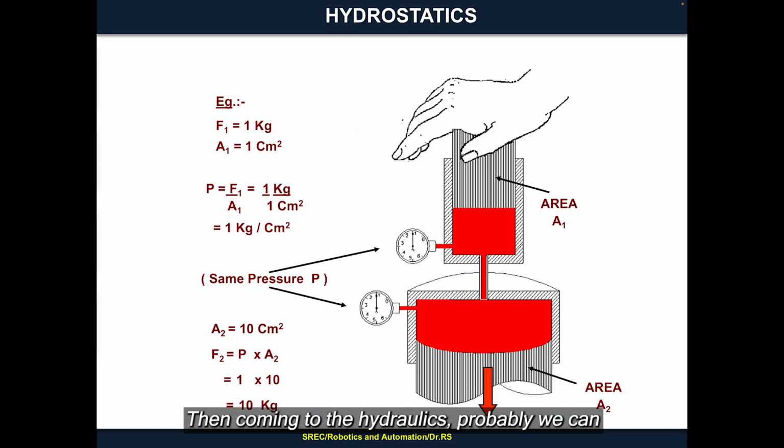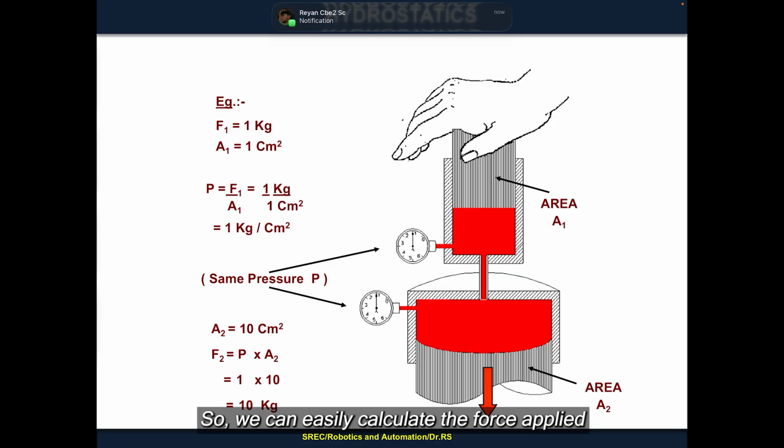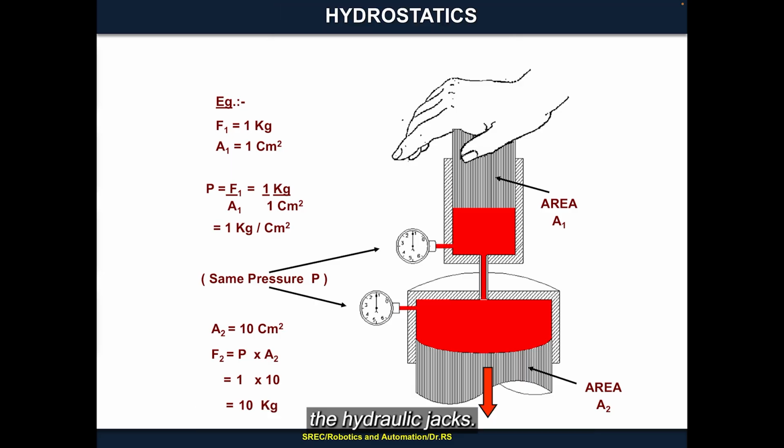Then coming to hydraulics, we can classify it as two things. One is hydrostatics, another one is hydrodynamics. The word hydraulics is derived from hydro meaning water, as well as aulos meaning pipe. Then hydrostatics follows the same Pascal's law principle, where pressure is equal to force by area. So we can easily calculate the force applied on the piston. This principle is what is being used in the hydraulic jacks.